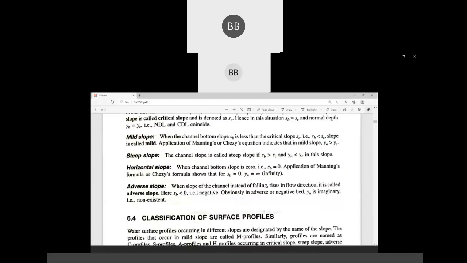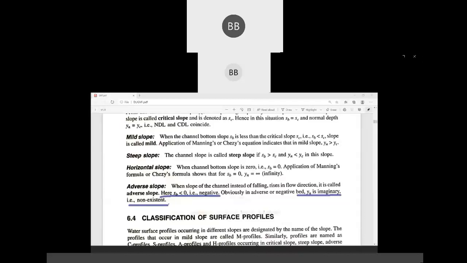When your bed slope is negative, then we can say that your slope is adverse slope and your normal depth is imaginary or not existent. You can say that slope is less than 0, that is negative, and yn is imaginary, that is not existent. So these are the slopes we have: critical slope, mild slope, steep slope, horizontal slope, adverse slope.